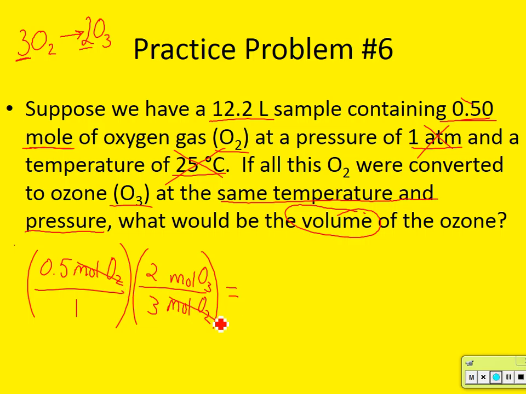My moles of oxygen cancel out. Half of 2 is 1. Divided by 3 is 0.33 repeating. Moles of O3. Okay, so now I have moles of oxygen. What we started with was 0.5. And now I've got moles of ozone that we're ending with. So I've got moles initial and moles final.